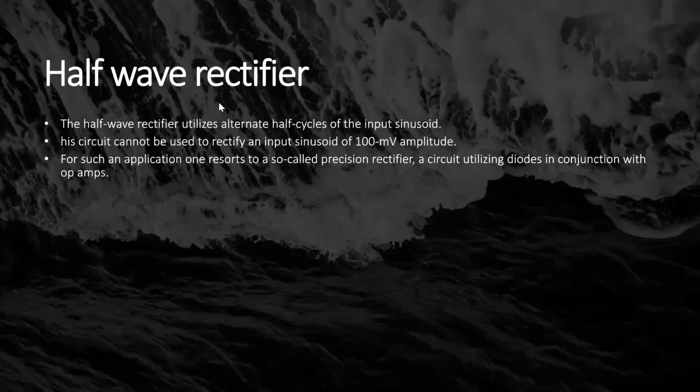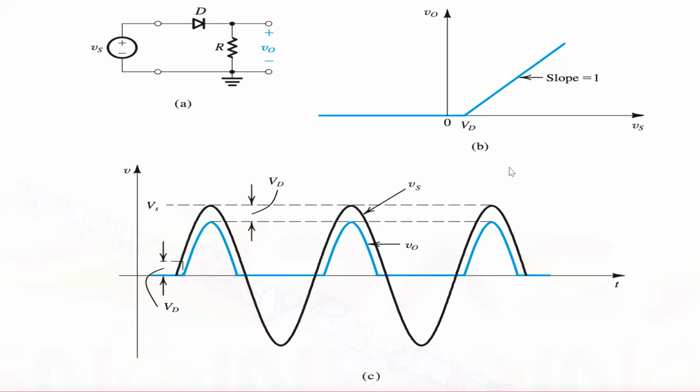So first is the half-wave rectifier. The half-wave rectifier utilizes alternate half cycles of the input sinusoid. This circuit cannot be used to rectify an input sinusoid of 100 millivolt amplitude. For such an application, one resorts to a so-called precision rectifier, a circuit utilizing diodes in conjunction with op-amps.